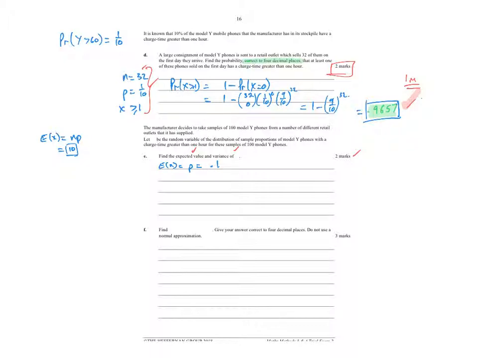And the variance is simply equal to 0.1 times 1 minus 0.1 over N, which is 100, which is equal to 0.1 times 0.9 over 100, which is equal to 0.0009. So obviously we're going to check those on our calc, aren't we?